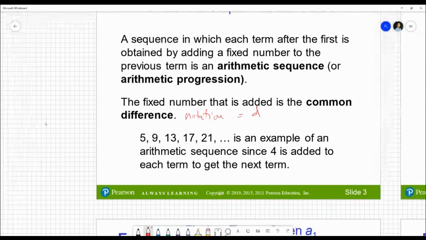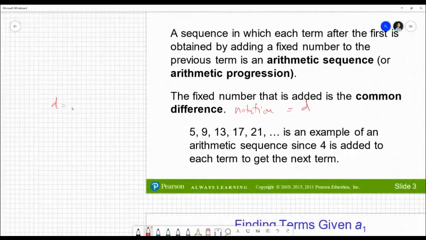Basically the formula for D can be found by taking any 2 consecutive terms. So we can just take A2 minus A1, or AN minus AN minus 1. So take the current term minus the previous term to give us the common difference. Now remember that the common difference can be positive or negative, so we can either add or subtract in order to get to the next term.